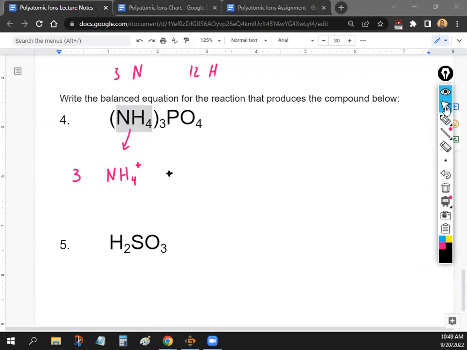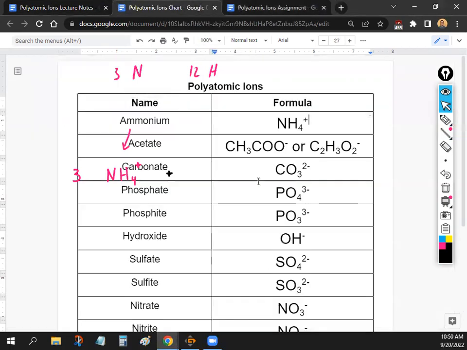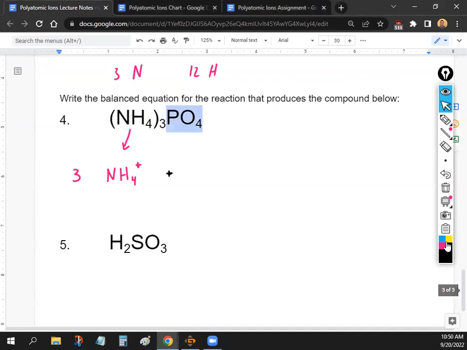Anyone want to take a shot at what the anion is? Yeah, Jose. Yeah, phosphate. If you notice, the only thing left over is PO4. If you go right here, you'll see PO4 is phosphate, and PO4 is 3 minus. There's no parentheses, so we only need one of it. And if you guys notice, if we do this, it balances each other out, right? You got 3 positives, and you got 1 3 minus.